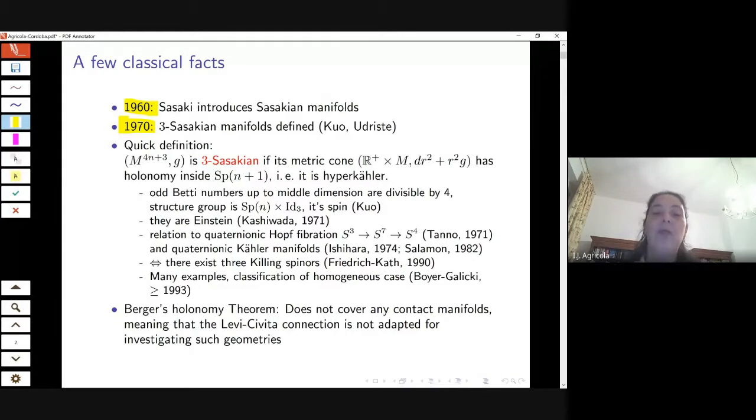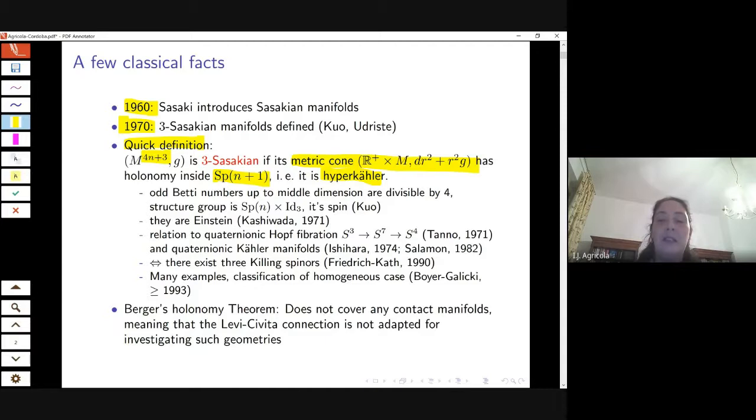And the quickest way to see what a 3-Sasaki manifold is: this is a manifold of dimension 4n plus 3 with a Riemannian metric, such that the metric cone you construct over it has holonomy inside Sp(n+1), meaning just that it's hyperkähler. There are a few consequences from these properties. For example, you have topological consequences. Such manifolds always have odd Betti numbers up to the middle dimension that are divisible by 4. The structure group is inside Sp(n), which corresponds to the 4n dimensions, and the identity in the 3 other dimensions. It's automatically a spin manifold.